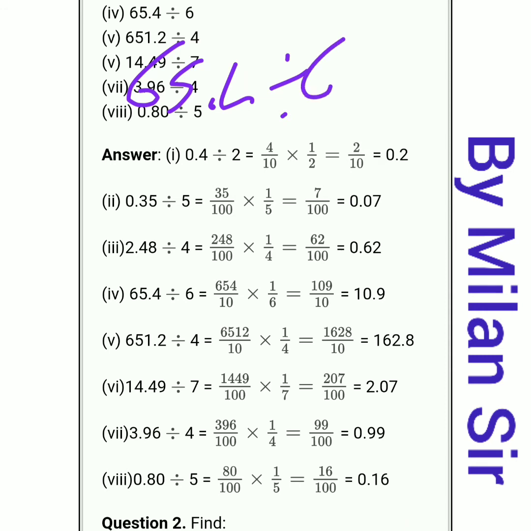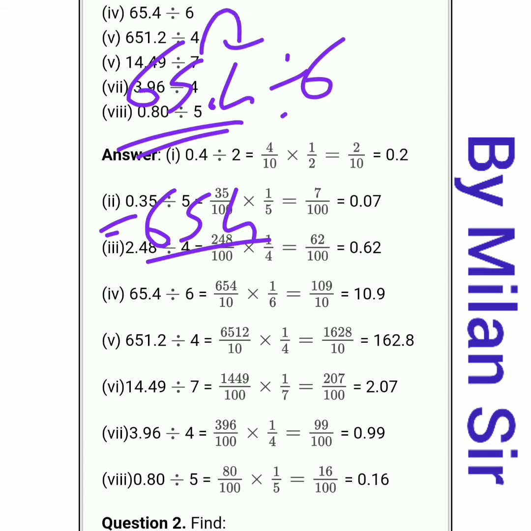65.4 divided by 6. Ignore the decimal point, so it is 654 divided by 10, because after the decimal point one digit is there, so we put 1 before the zero, that means 10. We need to convert this division into multiplication. We need to take the reciprocal of the second number. Here nothing is present in the denominator, so 6 by 1. The reciprocal of 6 by 1 is 1 by 6.